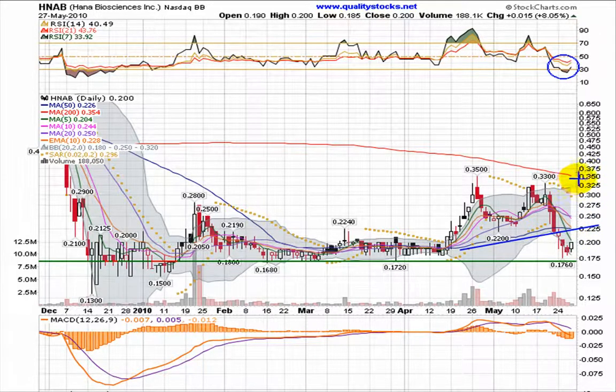The real resistance it'll face again will be this 200-day moving average. It'll see a little through here, but nothing significant. We want to see it come back up and challenge this 200-day moving average again.